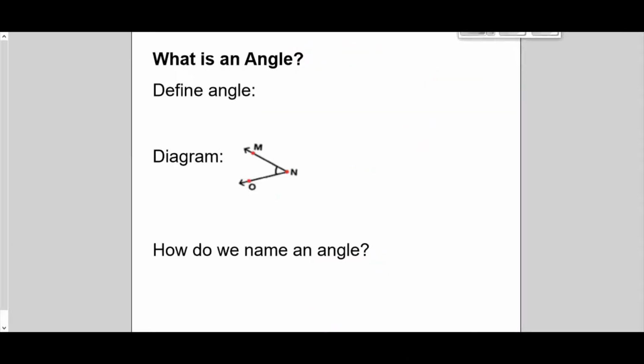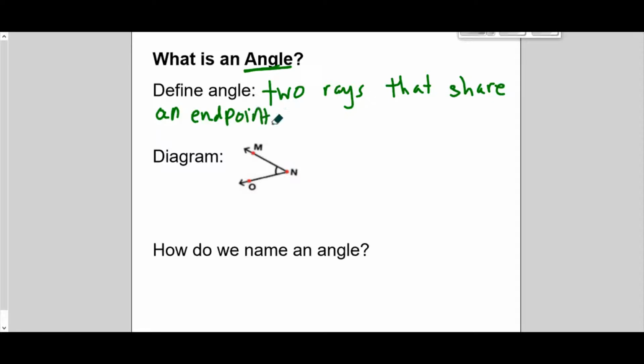The next important piece, and the part that we're going to spend a lot of time on, is angles. So let's go ahead and define first what an angle is. An angle is formed by 2 rays that share an endpoint. We call the endpoint the vertex.